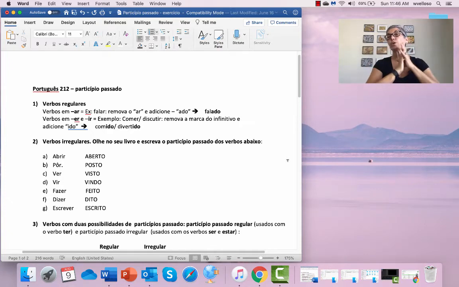Today we are going to take a look at the past participle in Portuguese. Why do we need to know what the participle is? Because we use this verb form to form the perfect tenses, okay? And the passive voice. So, in order for us to learn these verb tenses, we need to see the past participle, this form of the verb, okay?